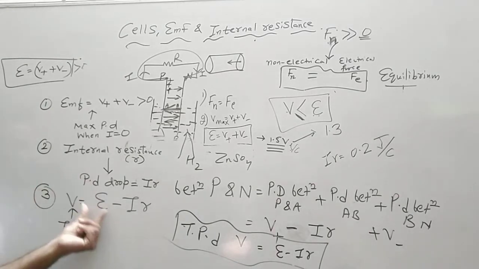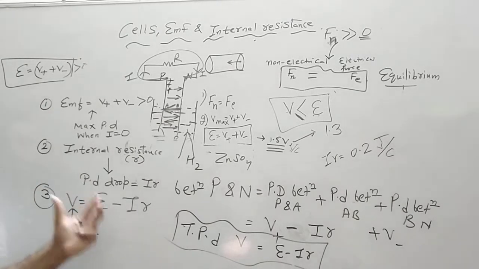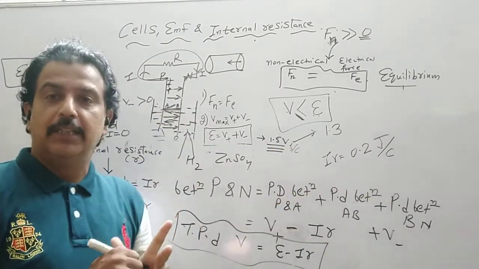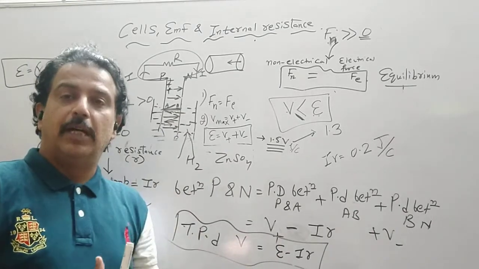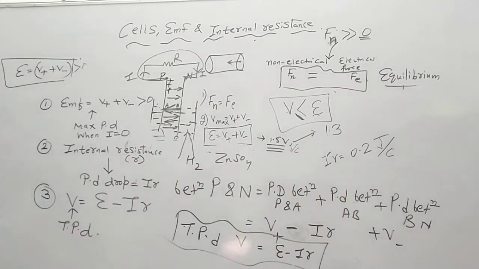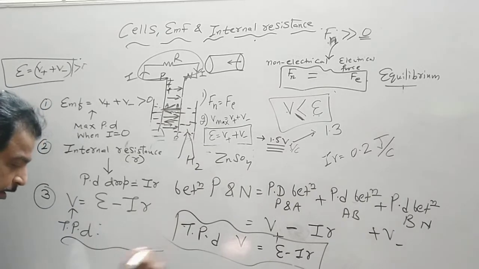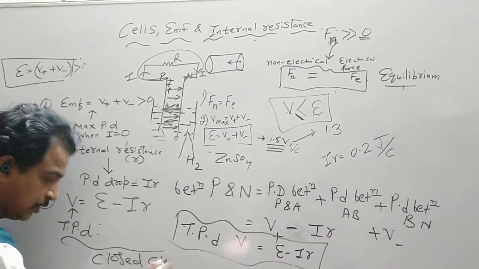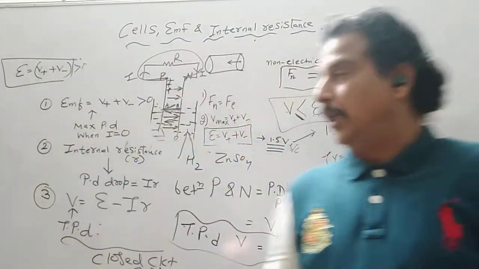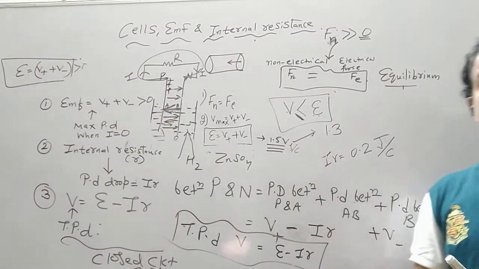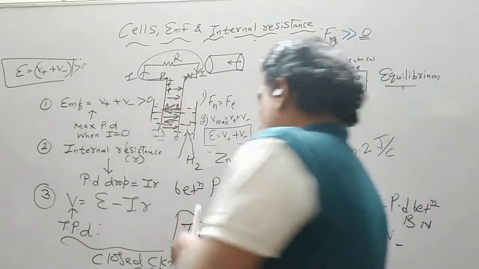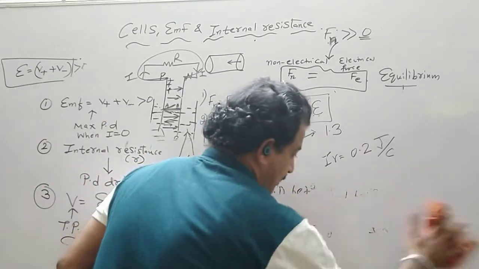So when we brought a cell, it was 1.5 volt, but when we start using it, 0.2 joule was used up inside the cell only, that is to overcome the opposition, and you got only 1.3 volt. So that is the terminal potential difference. This condition is a closed circuit condition. So this is what we have for an electrochemical cell: internal resistance and EMF, and the closed circuit condition. External resistance we have done.